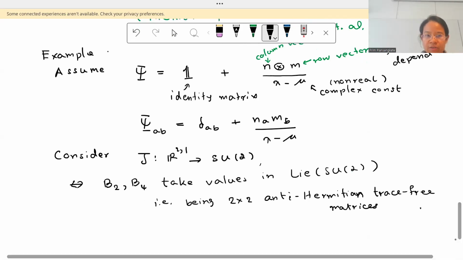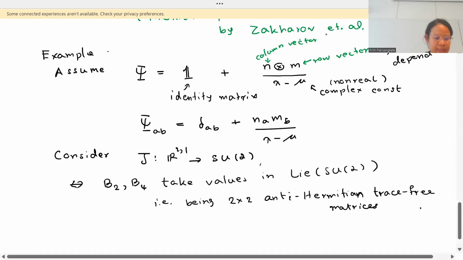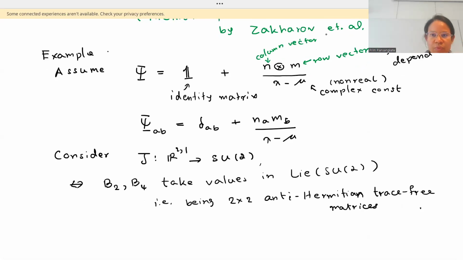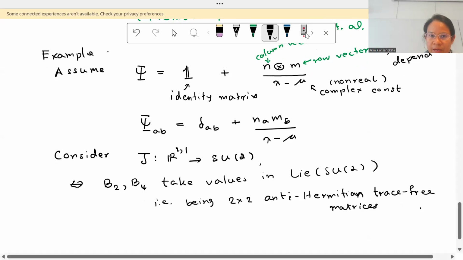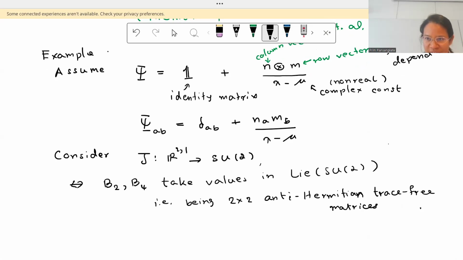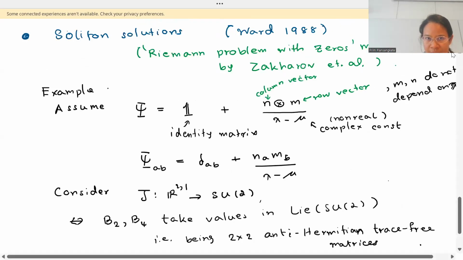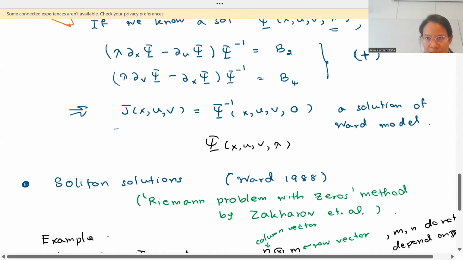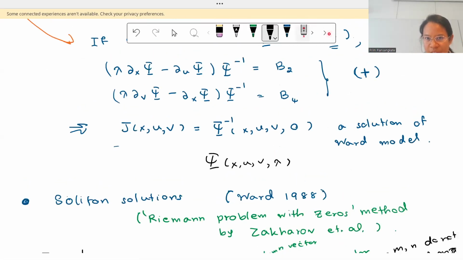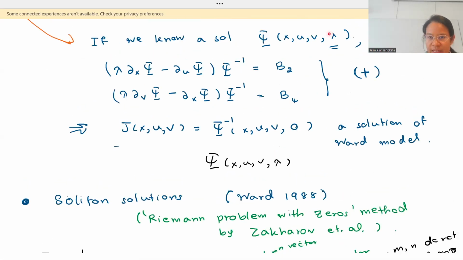And with this condition, to achieve this, we need to put some conditions, because B2 and B4 now have to be anti-Hermitian and traceless. B2 and B4 are determined by psi, right? If we require it to be anti-Hermitian and traceless, this will put conditions on psi. And the conditions are this. Let me just write it out.